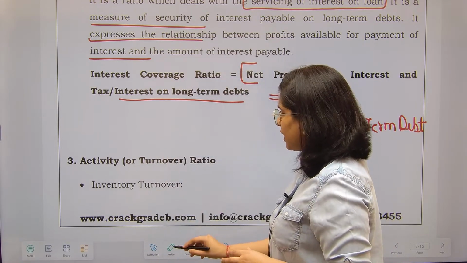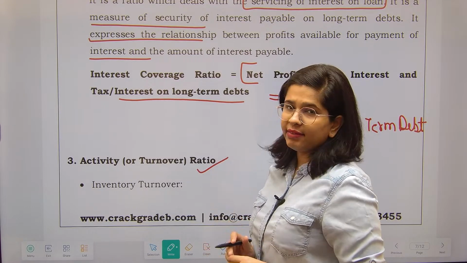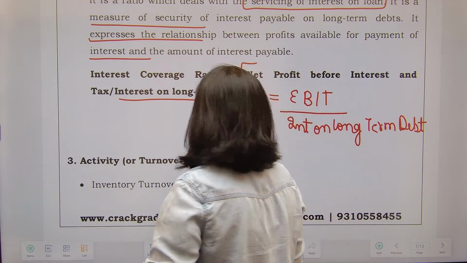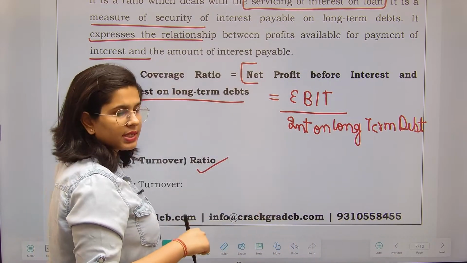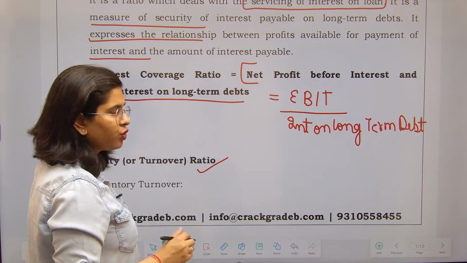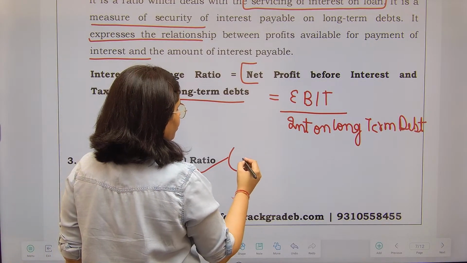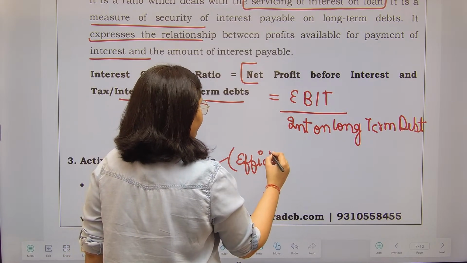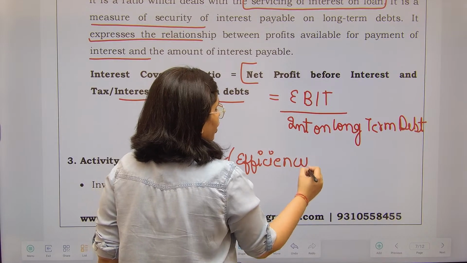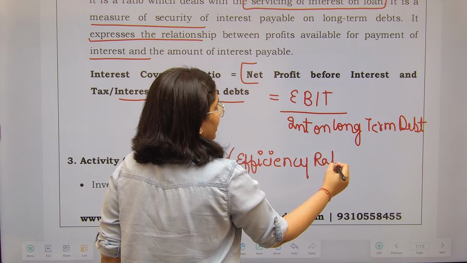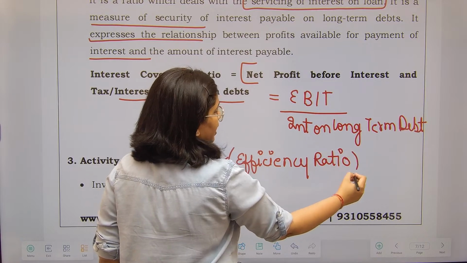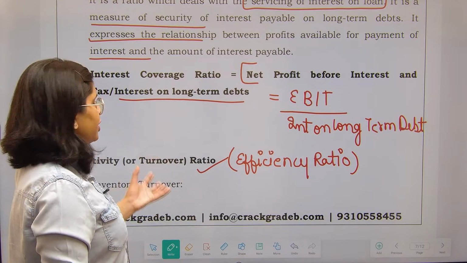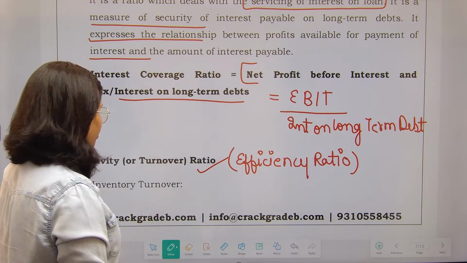Now the next ratio that we are going to cover is the activity or turnover ratio. Yesterday also, when we discussed the introductory chapter of ratios, I told you that these are also called efficiency ratios. Never forget the other names of the ratios, because most of the times those names can be asked, as they are confusing and lesser known. So efficiency ratio is the other name for the activity or turnover ratio.